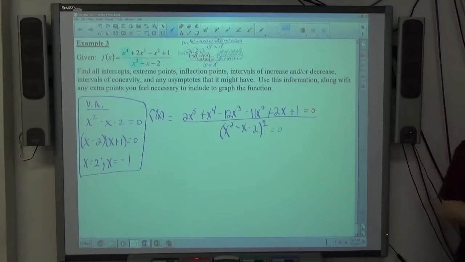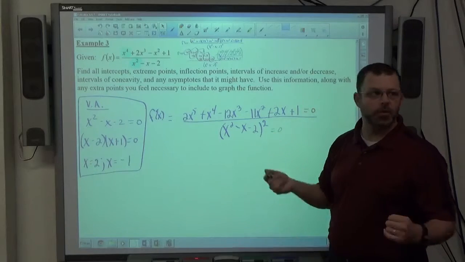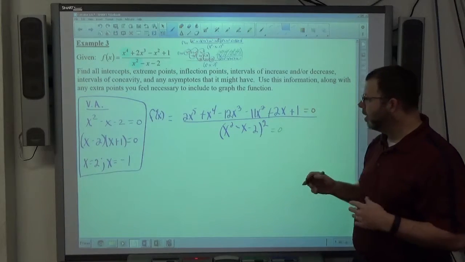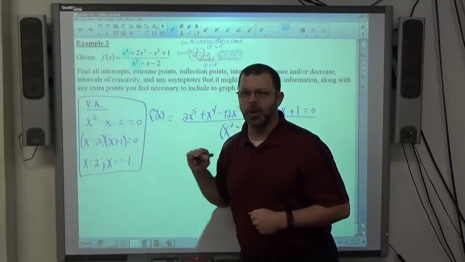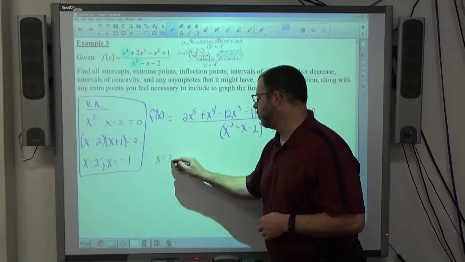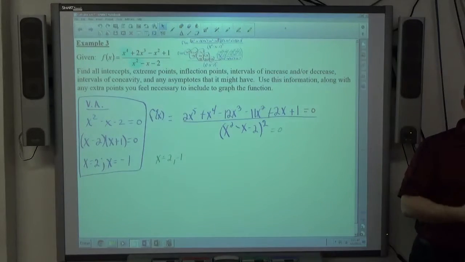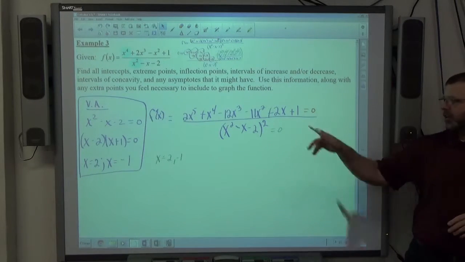When will the bottom equal 0? X equals what? 2 and negative 1. Okay? It's the same bottom, but it's squared, so the same zeros occur, right? All right. And again, these two things are going to be critical numbers all the way through the problem. They're not going to disappear. So I know x equals 2 and negative 1 are critical numbers. All those critical numbers are doing for me is they're creating a spot where the sign can change for this.